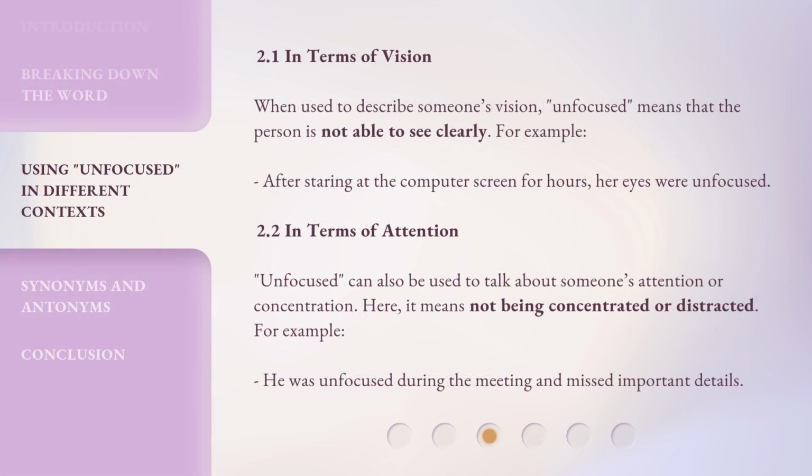In terms of vision, when used to describe someone's vision, unfocused means that the person is not able to see clearly. For example, after staring at the computer screen for hours, her eyes were unfocused.